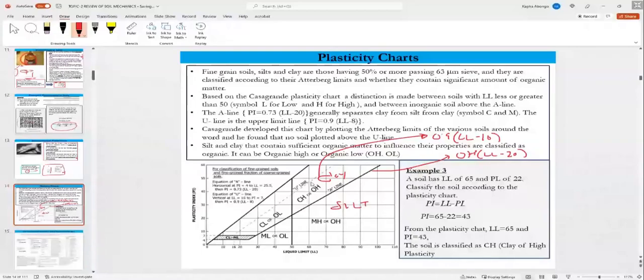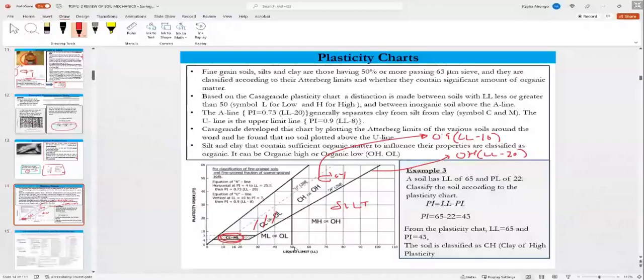Okay. U is the maximum theoretical line. No soil exists above the U line. And I'm repeating that: no soil exists above the U line. Now, there is an arched portion here where this soil behaves as both silt and clay. So this portion is clay, and below the A line is silt.